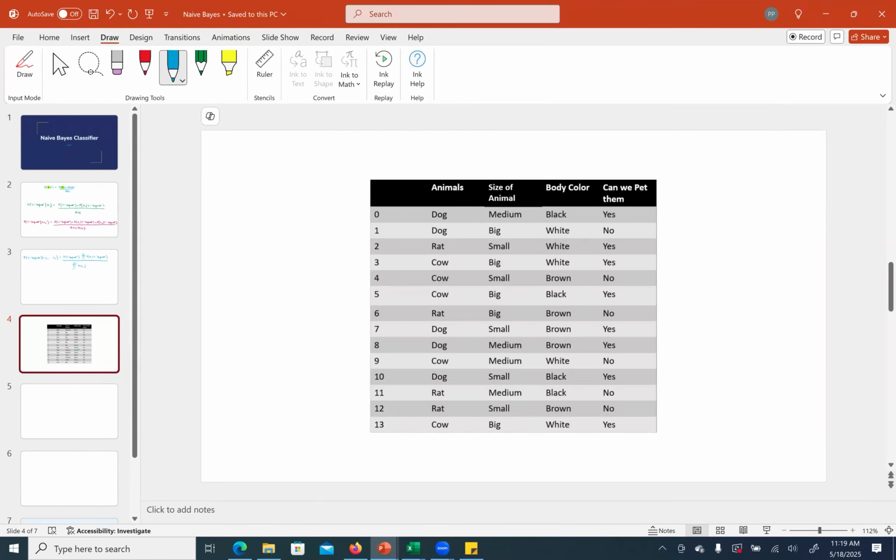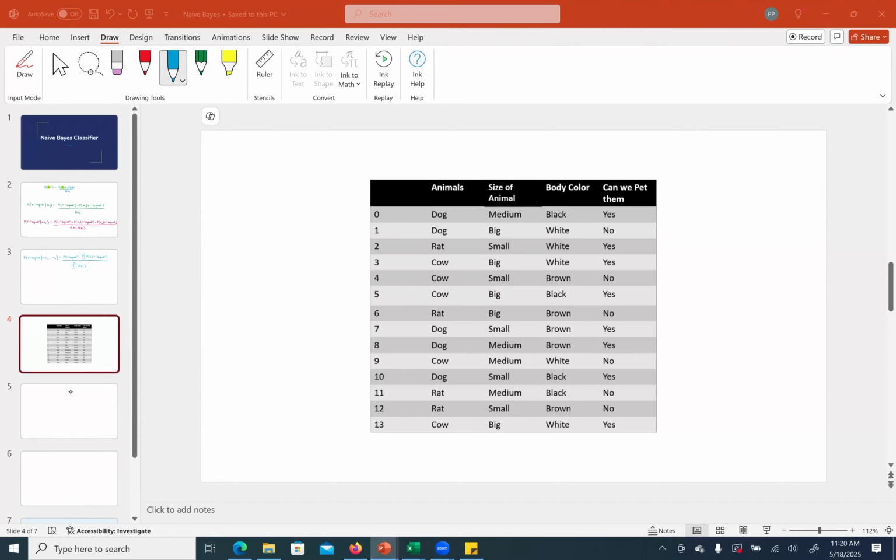So we have animals, we have size of the animal, and we have the color of the animal, based on which it is given to us whether we will be petting them or not. And later in the future, let's say you are given the animal size and body color, and then you need to predict what will happen. Okay. So let's do this.